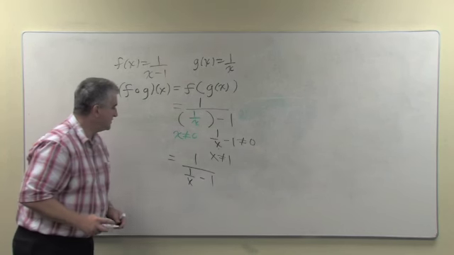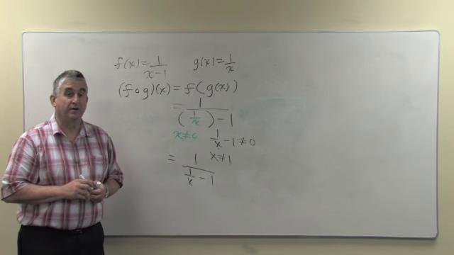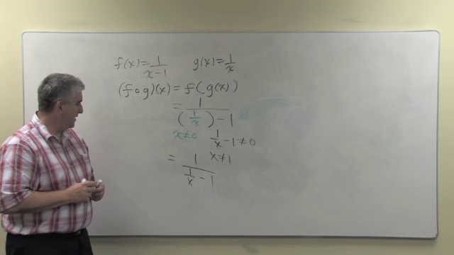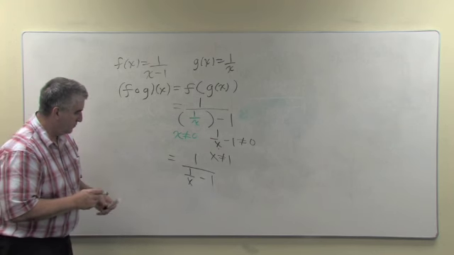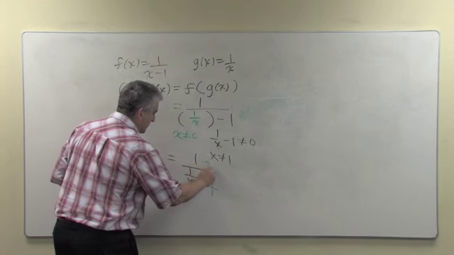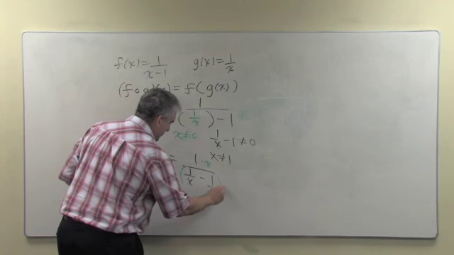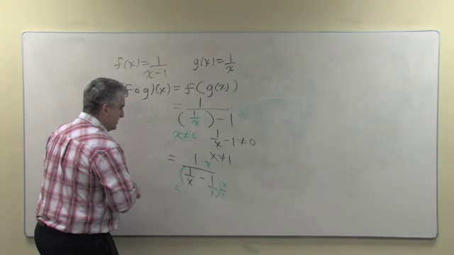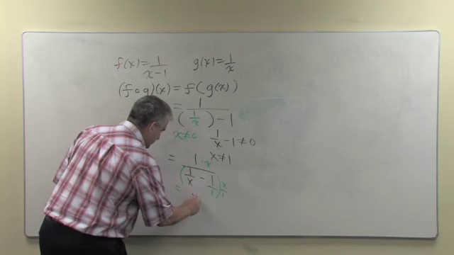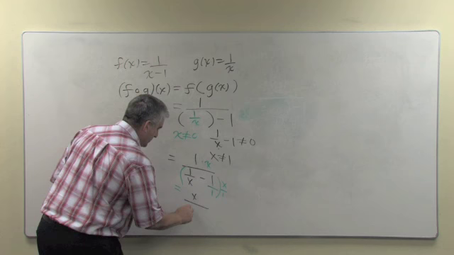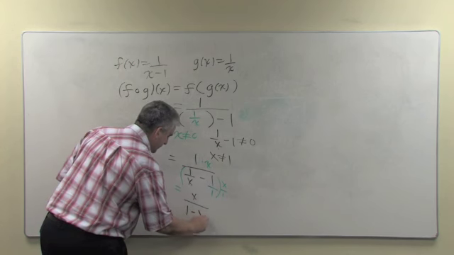All right, to simplify this expression, it's a complex fraction. To simplify a complex fraction, we multiply numerator and denominator by x, which is the lowest common denominator. So if we multiply by x here and by x here, we're going to get x in the numerator. And if we multiply by x here, we're going to get x times 1 over x. We're just going to get 1 minus x.